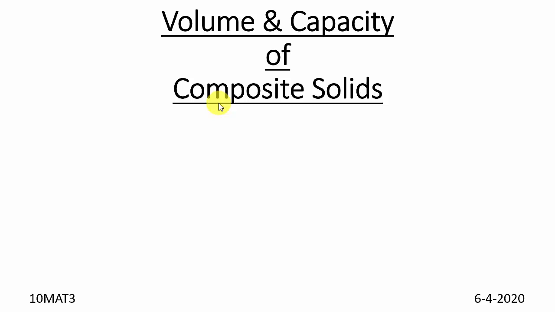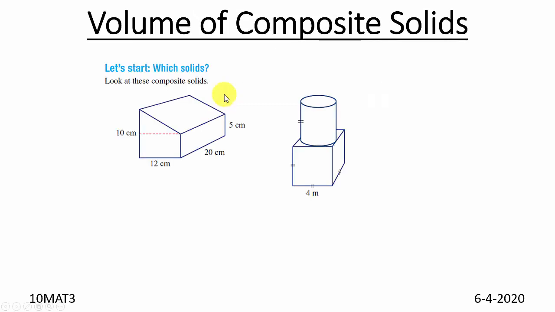Right, volume and capacity of composite solids. Alright, so to start with, how do we treat complicated shapes like this? The first question we need to ask ourselves is what are the simple shapes that make up our composite solids?